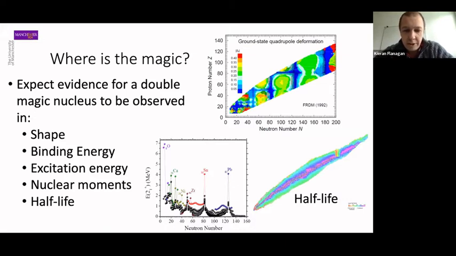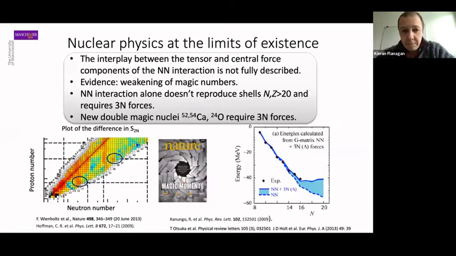And the question marks are associated with structure that emerges in the mid-shell, such as the N equals 40 mid-shell effects and elsewhere. These effects are observed in one observable, such as the E2 energies, but not in other observables, such as mass or in the charge radii. And so that really lends questions to what is really happening. Do we understand it?